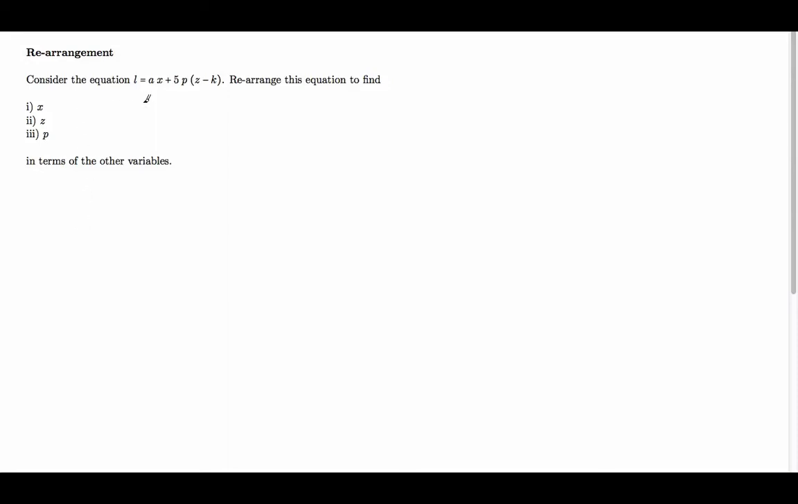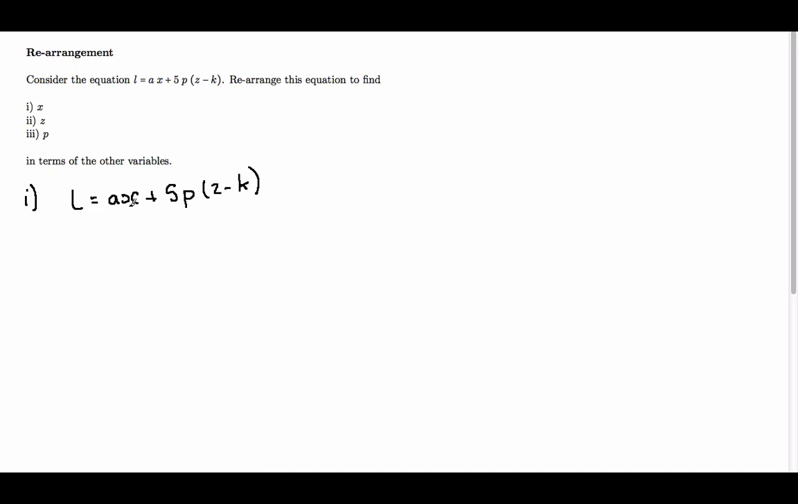For this question, we've been given the equation L equals AX plus 5p times z minus k, and we've been asked to rearrange this equation to find x first of all, then z, then p in terms of all the other variables. So starting off with finding x, we've got L equals AX plus 5p times z minus k.